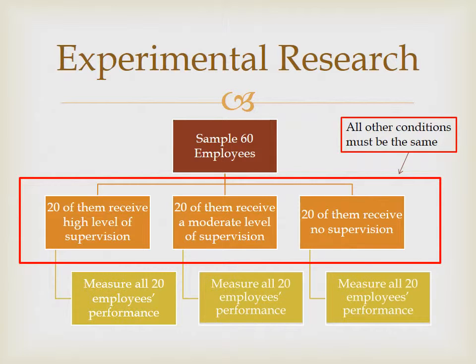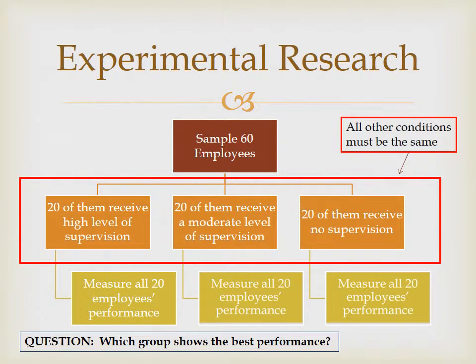And the reason for that is when we get to the yellow boxes at the bottom and we're measuring their performance, we want to be able to say that any differences that exist between these three groups was directly related to their supervision level. And we don't want to have to wonder, was it something else that caused this difference in their performance? We want to be sure that the thing that caused the difference in their performance was their level of supervision.